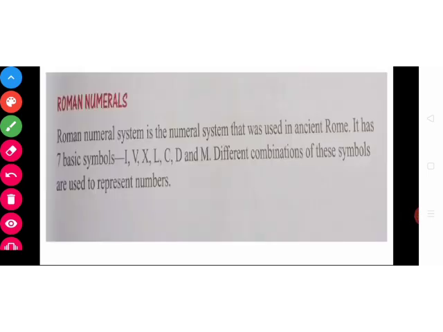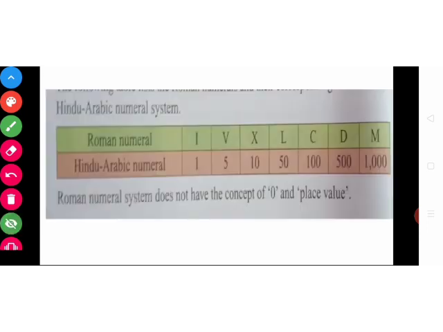Roman numeral system is the numeral system that was used in ancient Rome. It has 7 symbols. So these are the symbols. Different combinations of these symbols are used to represent numbers. So look at the tabular column. These are the Roman numerals and the numbers they represent. The Roman numeral system does not have the concept of zero and place value.